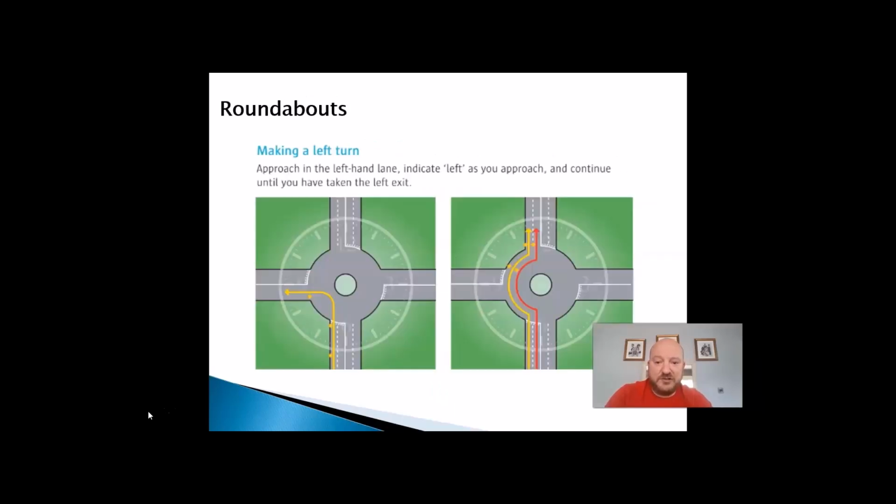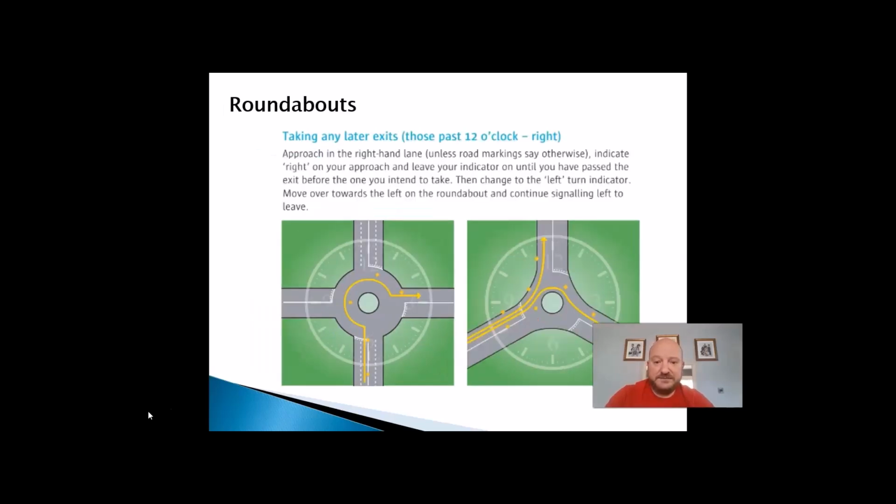Making a left turn, approaching in the left-hand lane, indicate left as you approach, continuing to have taken the left exit. So if you're taking the first exit to the left, as you're approaching the roundabout, you need to be in the left-hand lane. If you're going straight ahead, you don't indicate as you go onto the roundabout. You drive onto the roundabout, and then as you pass the exit before the one you want, you indicate then. I.e., as you're passing the exit, you don't want to indicate too early, they'll think you're taking that exit. But you want that indicator on as early as possible. So when you're passing the exit before the one you want, just get that left indicator on straight away.